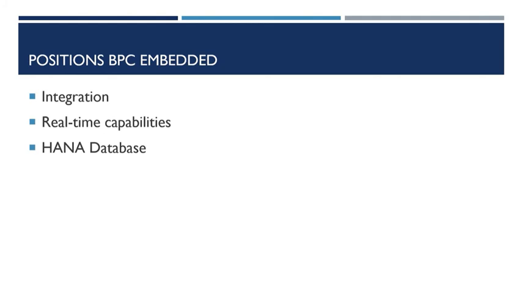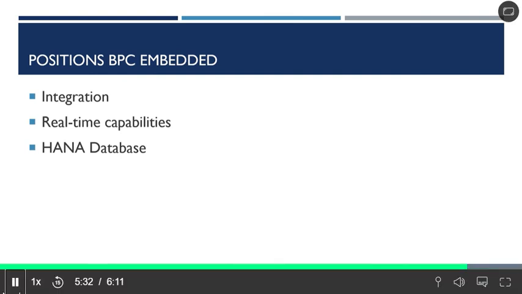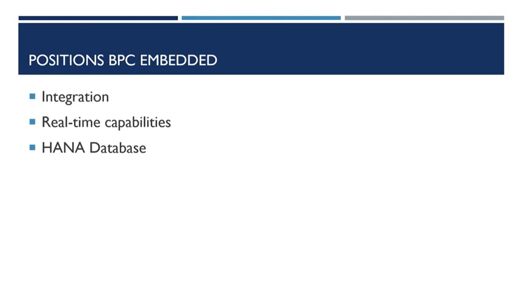Second is real-time capabilities. SDA is a SAP HANA virtualization feature. Virtual data access from remote sources, for example, Teradata or SQL Server. By using SDA, we can add real-time capabilities to planning applications. Third is the HANA database. Planning logic can be pushed down to the HANA database through AMDPs or ABAP Managed Database Procedures, and we'll cover that later in the course. This allows us to use the processing power of HANA in our planning applications.